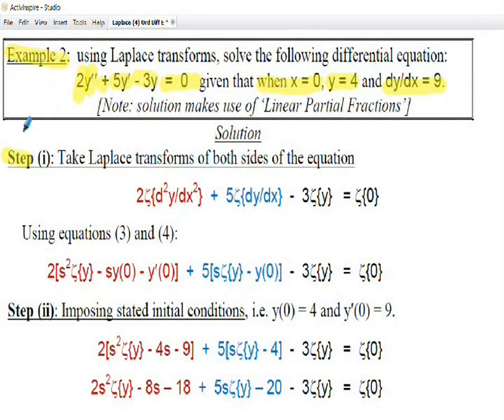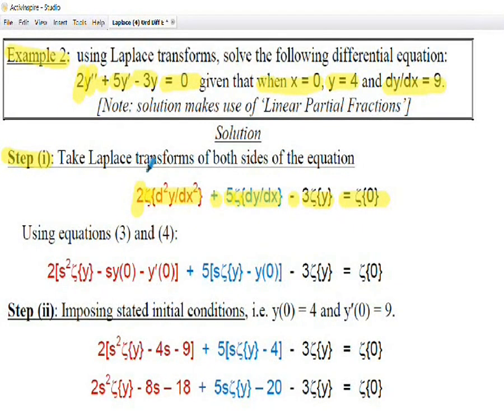We're going to follow our generic step through. So step 1, we're going to take Laplace transforms of both sides of the equation, and again using linearity I'm taking 2 outside of Laplace of the second order function, plus 5 times the Laplace of the first order function, take away 3 times the Laplace of the y function, and that's equal to, in this case, Laplace of 0 on the right hand side.